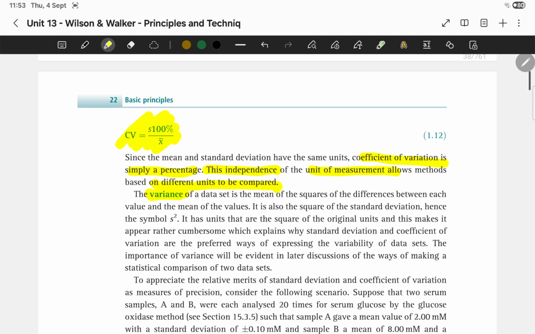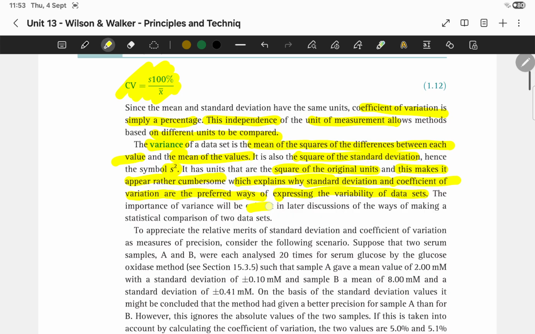Variance, lastly, of the data set is the mean of the squares of the difference between each value and the mean of the values. It is also the square of the standard deviation, hence the symbol S squared. It has units that are the square of the original units, which makes it appear rather cumbersome, which explains why standard deviation and coefficient of variance are preferred ways of expressing the variability of data sets. The importance of variance will be evident in later discussion when making a statistical comparison.